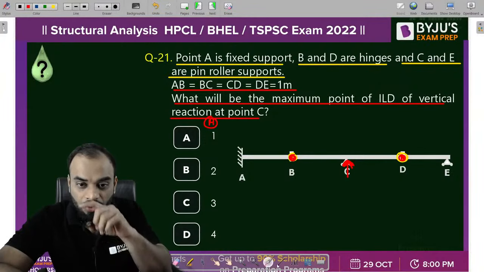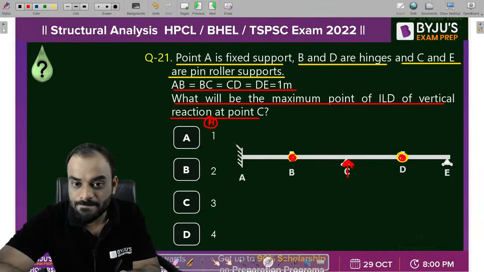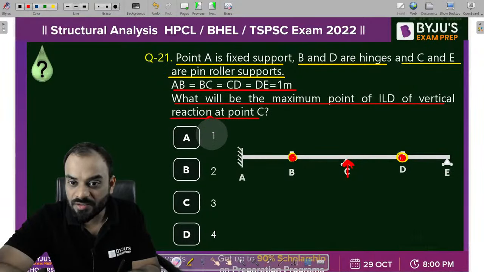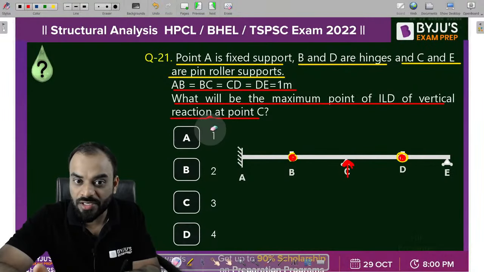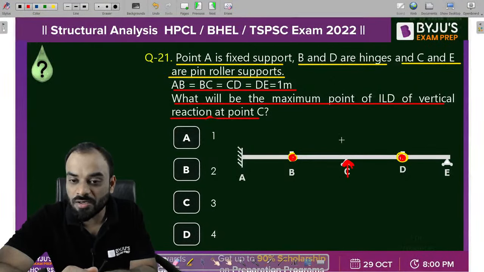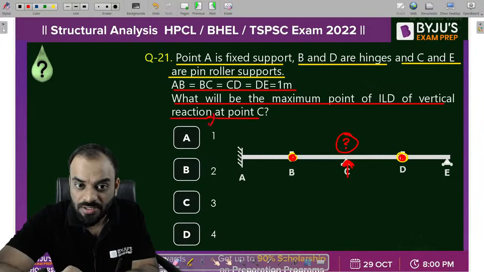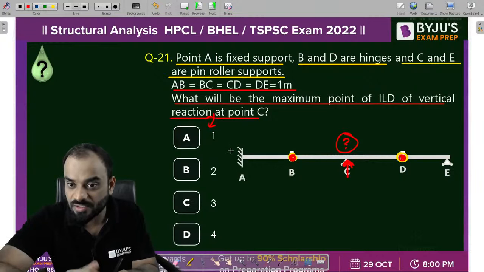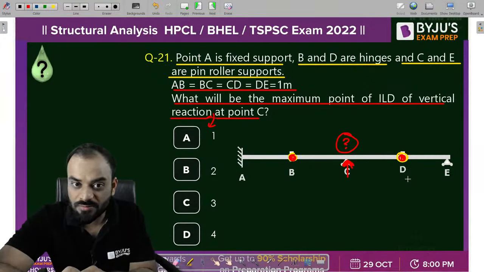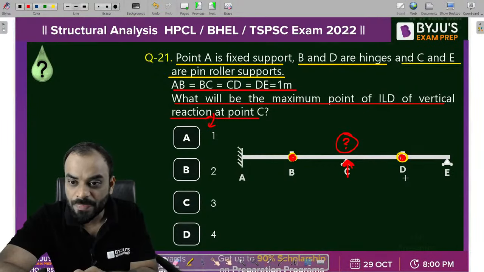Wait a minute, guys. Yes, it is not mentioned in the question, I think so. I think there is some mistake in the question, right? What will be the maximum point of ILD of vertical reaction at point C? You need to find out the value of ILD at point C, right? That is the question. I can understand and you are also able to understand that point. But for which particular reaction are they asking? That is the problem, right? So I think there is something missing over here. So let us consider, guys.